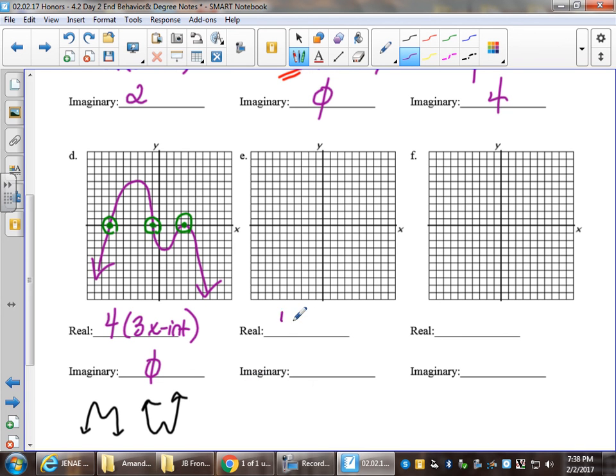We could have 4 real zeros and 4 x-intercepts. No imaginaries. That would look like what I was about to do, which is I go 1, 2, 3, 4. We cross 4 times. And last but not least, 2 real zeros with only 1 x-intercept, which means I have 2 imaginaries.